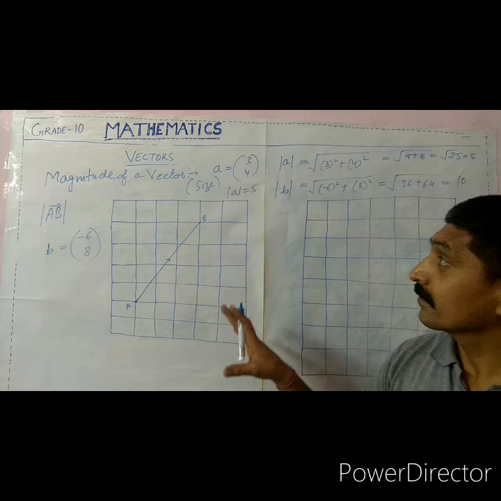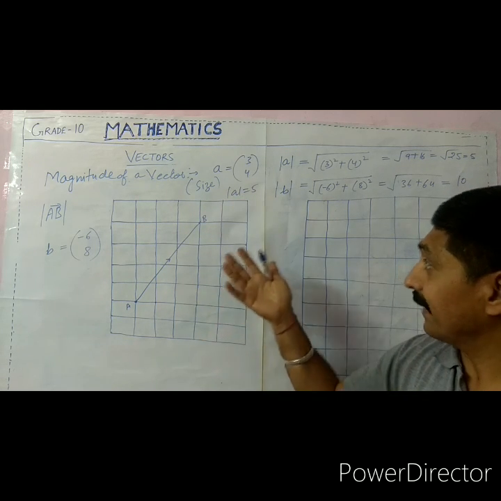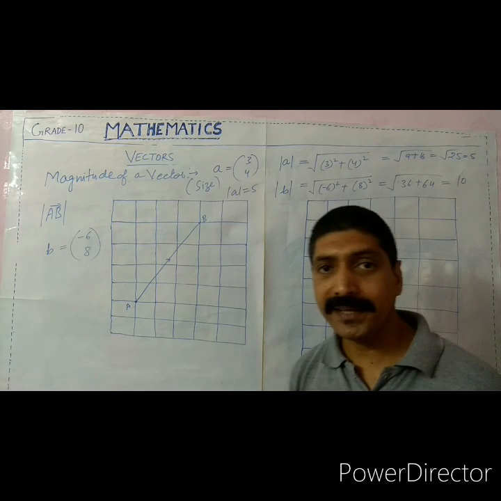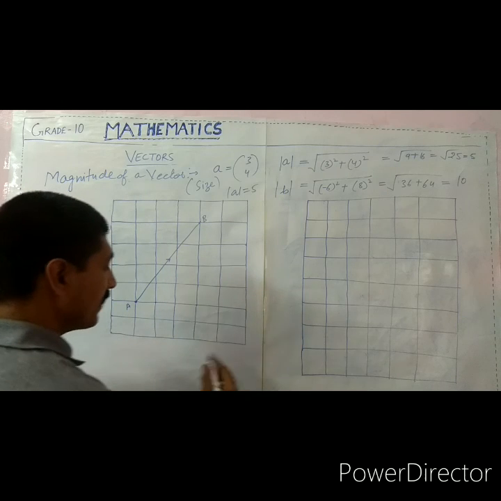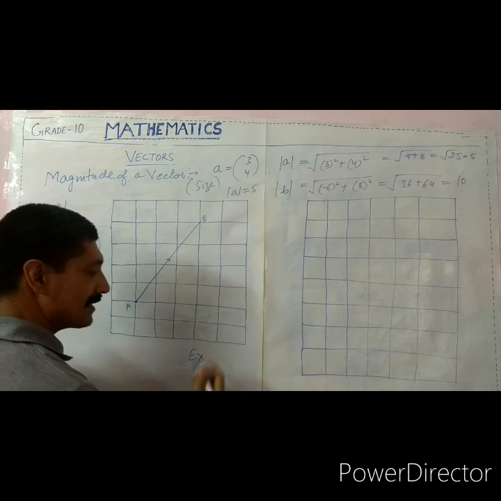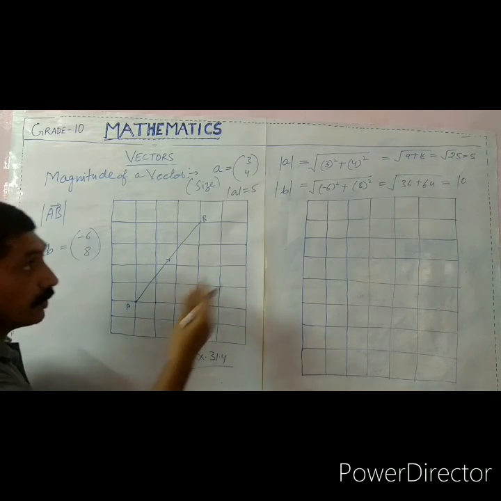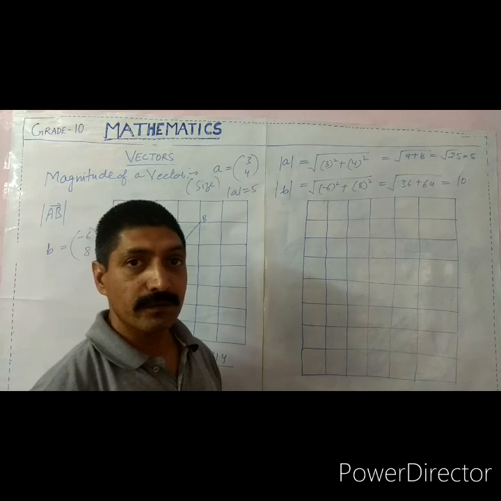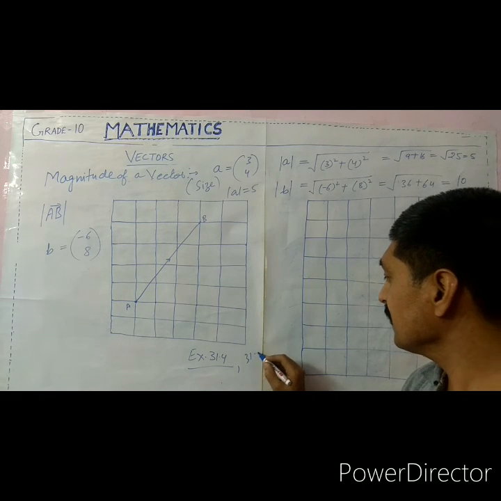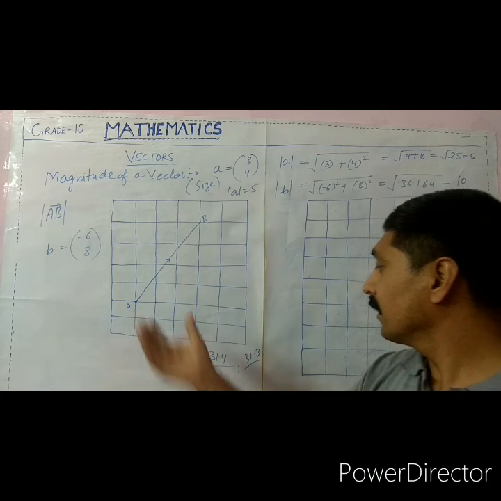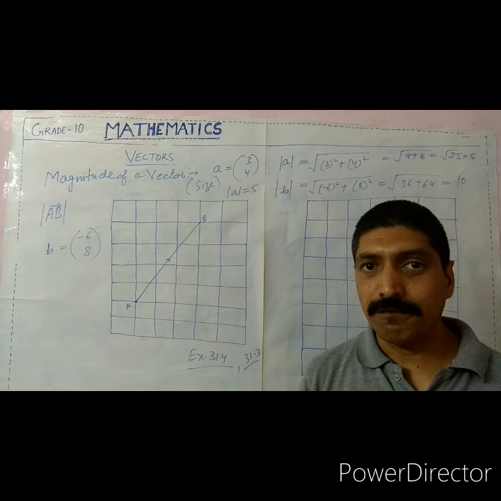So here we can find the magnitude of any vector. In our textbook, there are two exercises. Exercise 31.4 is based on the magnitude of vectors, whereas exercise 31.3 is a general exercise based on the addition and the subtraction of vectors.